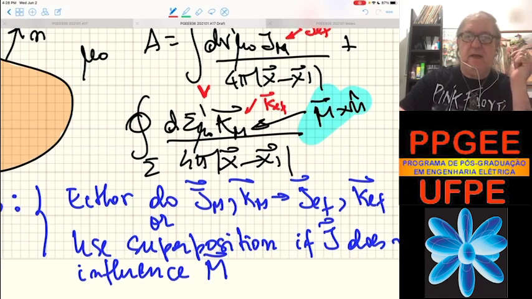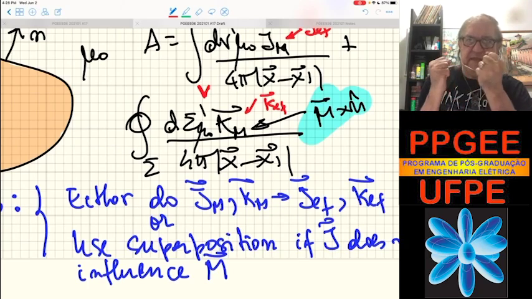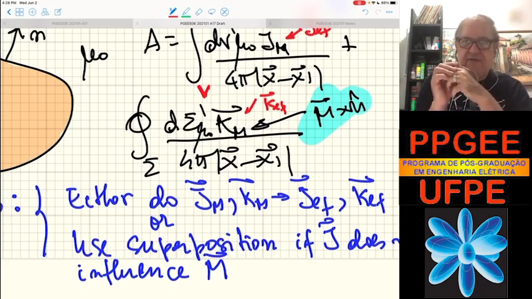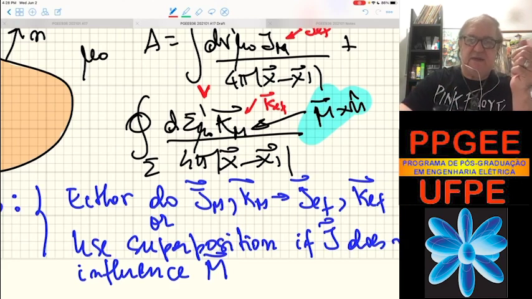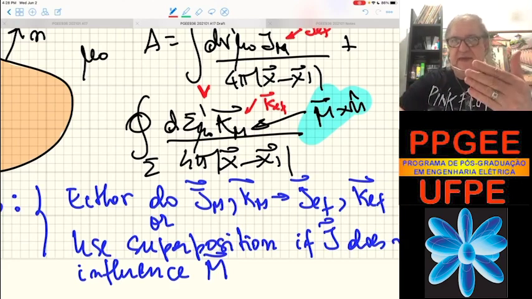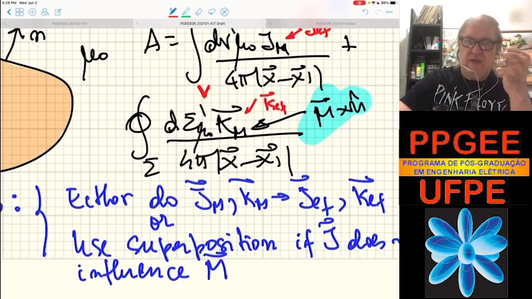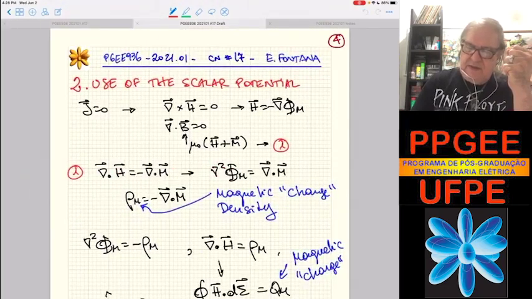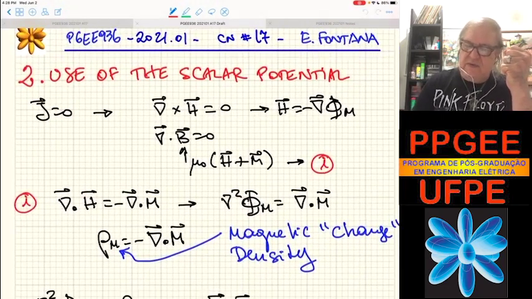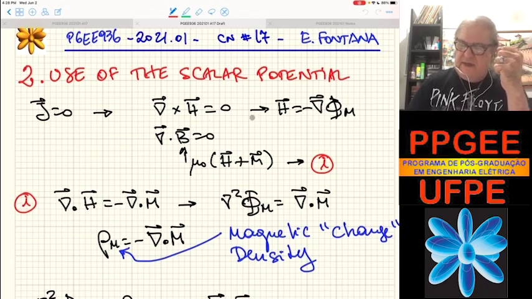Now, the second situation is when J equals 0. So this first one was materials in which M is fixed and J is whatever, 0 or not. But in the second case, it is materials in which M is fixed, they are not linear media, right? These are ferromagnets in which the magnetization is saturated. So you have now the second case in which J equals 0 and M is different than 0.